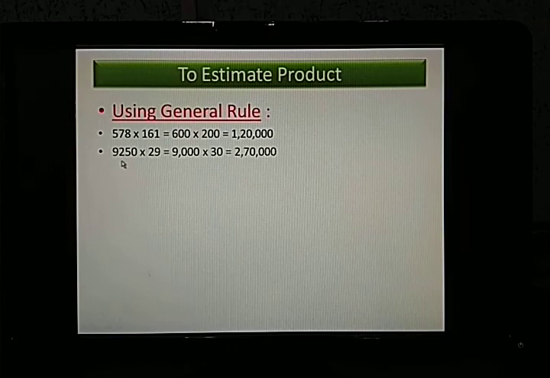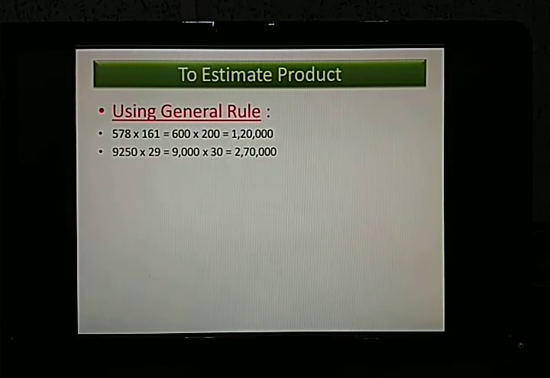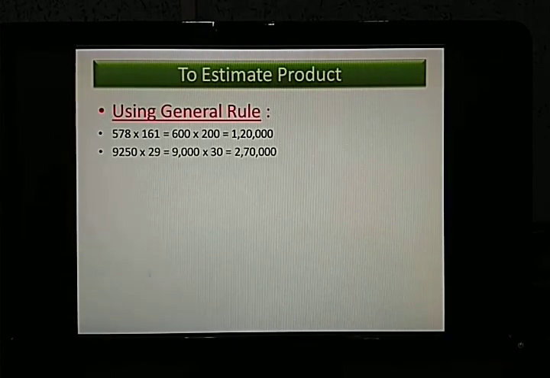Very simple. Here also I have rounded to 1 in the thousands place and 1 in the tens place. So this can be done only by using the general rule. When two such numbers are given which are not of the same type, then the general rule is mainly followed. And in product, in your textbook, only the general rule is followed, no other rule.